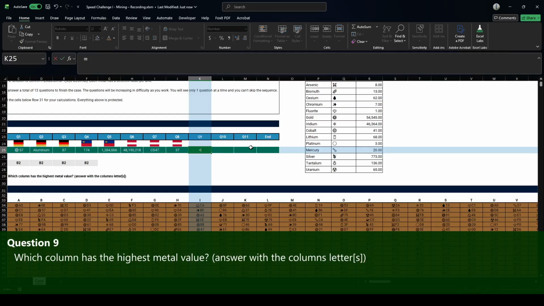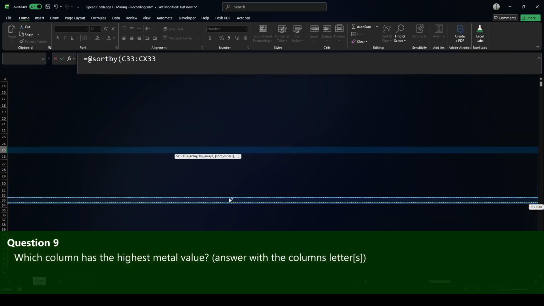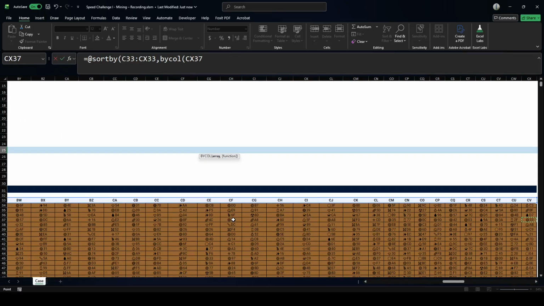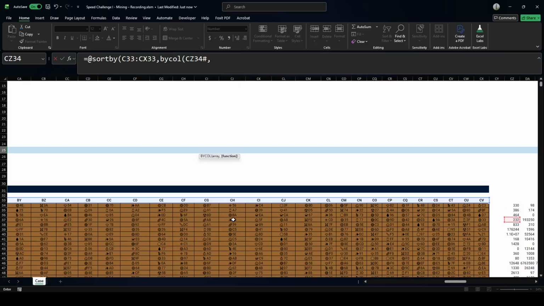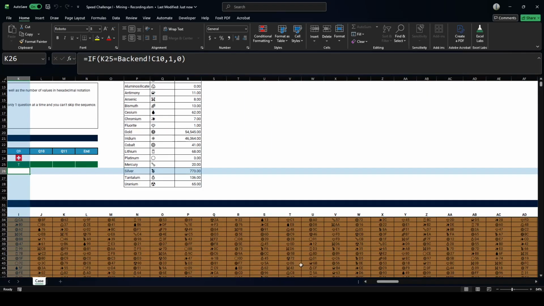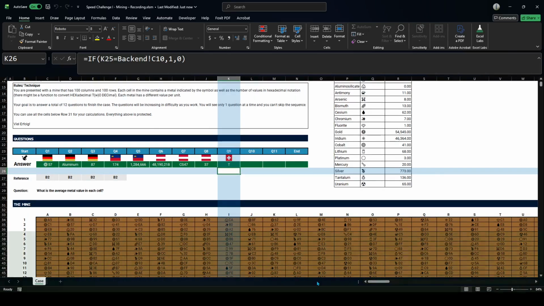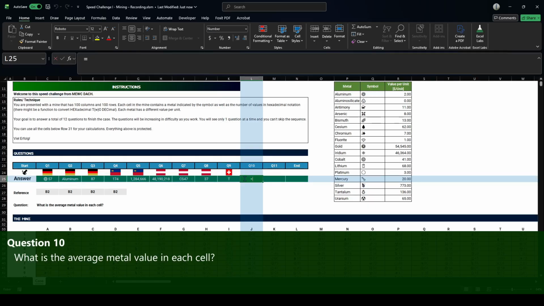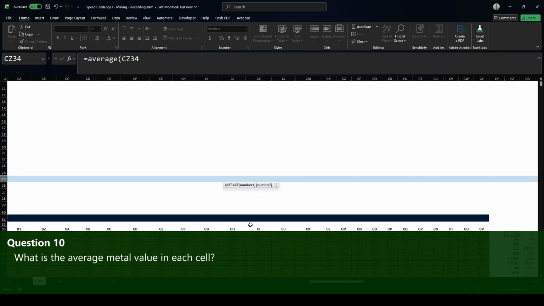Okay, so at sort by col sum, negative order. T. Okay. What is the average metal value in each cell? Are we rounding this? I hope not. Gonna average that.